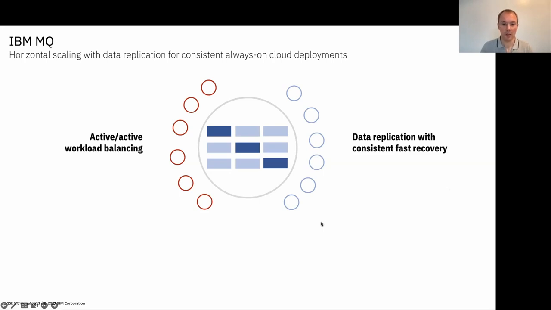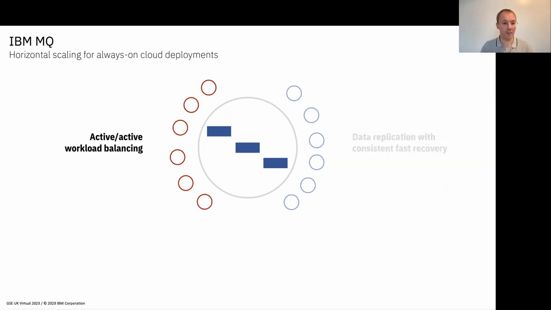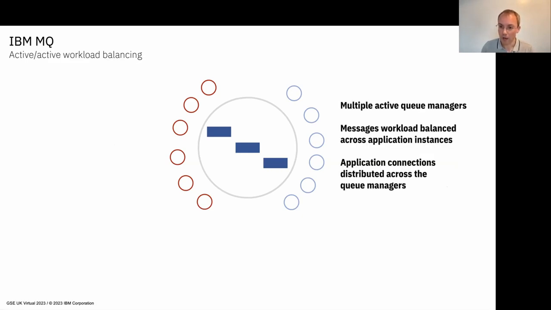Okay, so if we move on and look at horizontal scaling, so if we put aside the HA options for how queue managers themselves might be made individually resilient and focus on just having a number of different queue managers providing an active environment for applications to connect to, we can have multiple active queue managers, and those messages can be workload balanced across the queue managers. And then the applications need to be able to connect to all of those queue managers to be able to process all of the workload. But some applications can connect to some queue managers. You haven't got to have every application connecting to every queue manager in the group.